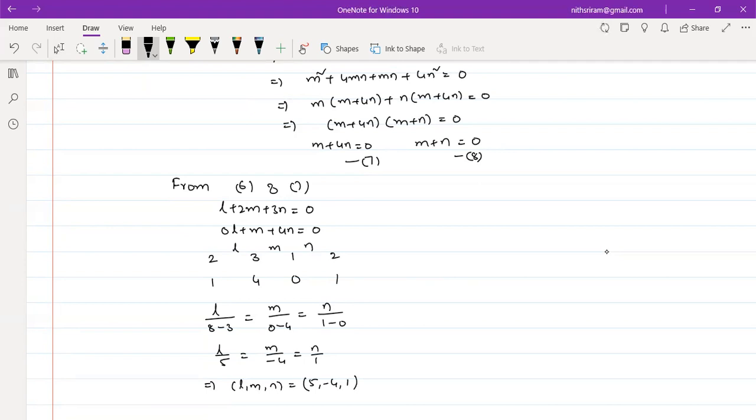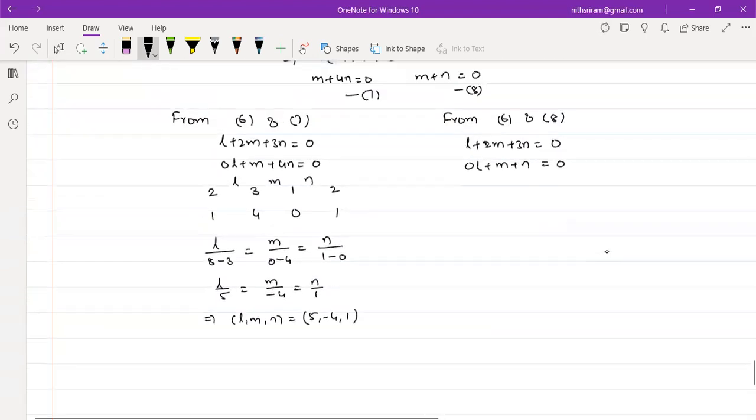Okay. Also, from 6 and 8, we can get another point. So from 6, once again, we have the sixth equation, L plus 2M plus 3N is equal to 0. And from the eighth equation, we have once again 0L plus M plus N is equal to 0. So once again, by using the cross-multiplication method, we can solve these two equations.